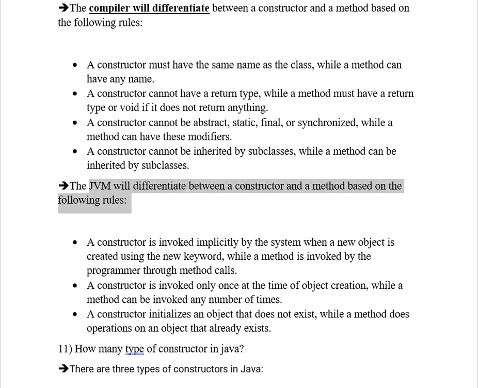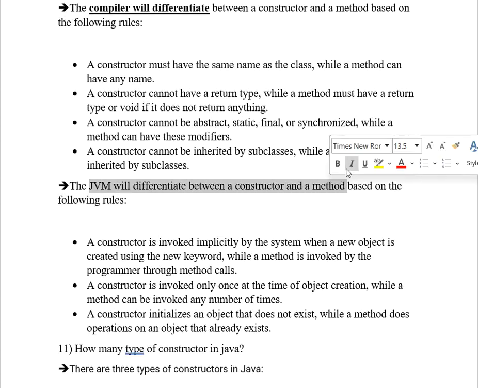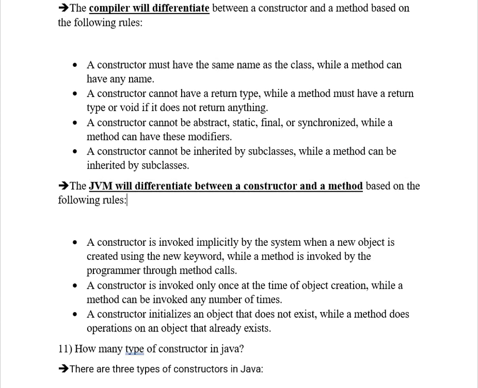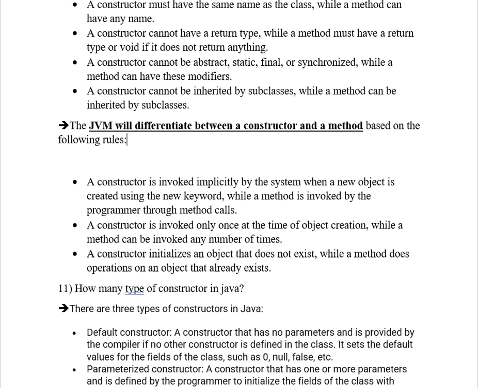Now we see how the JVM will differentiate between the constructor and the method. A constructor is invoked implicitly by the system when a new object is created using the new keyword. Means a constructor is called implicitly by the system when we use the new keyword in our program, while a method is invoked by the programmer by its method call. Means there is no use of the new keyword while calling a method. But when we call the constructor, we have to write the new keyword.